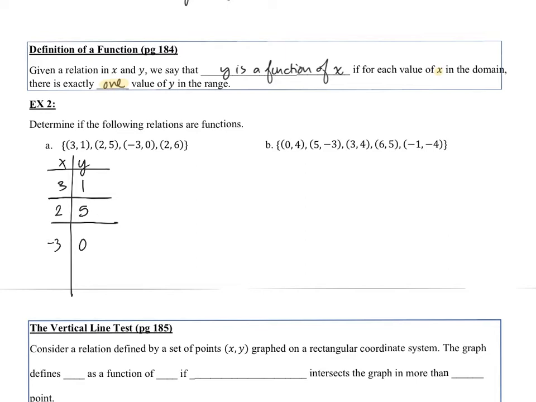So this is saying that there's another y value for x equal to 2. So notice, for this x, there are two values of y, which does not fit the definition. The definition said there should only be one value for y. And in this relation, it has two. So this relation is not a function.